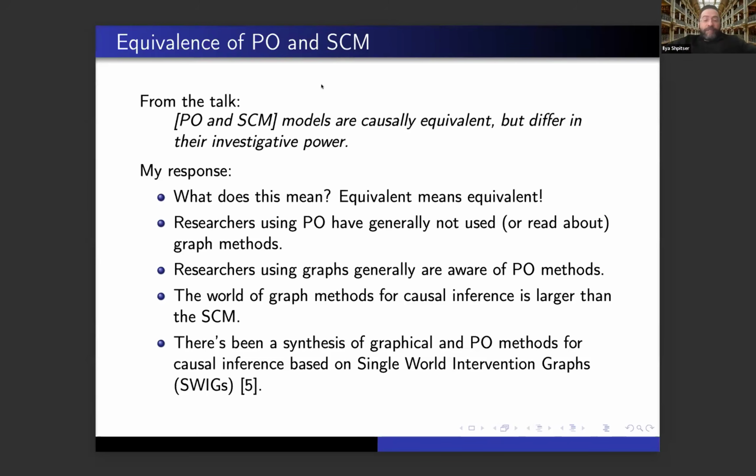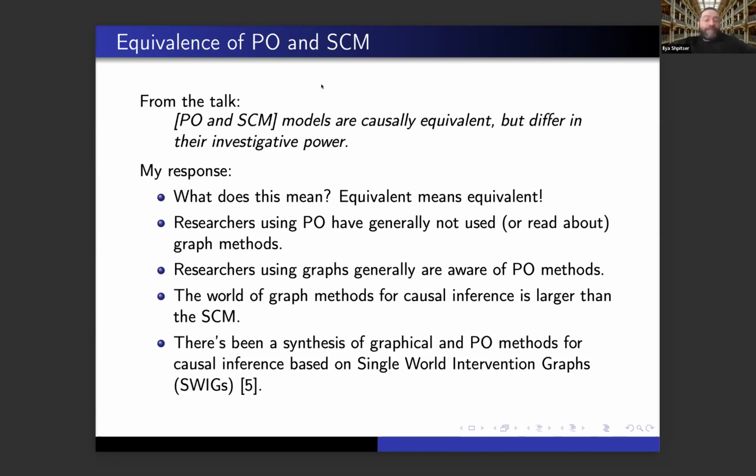I'll also make a kind of a sociology comment, which is that typically people who use potential outcomes for a living tend not to read the graph literature, unfortunately. And I think the converse isn't true. Graph people tend to read the potential outcomes literature, perhaps because there's so much of it there. And I think everybody should read everything, basically.